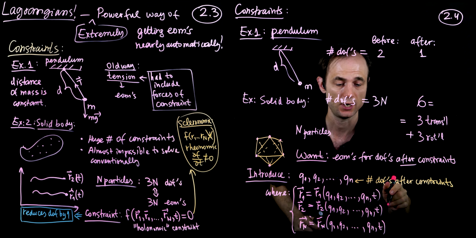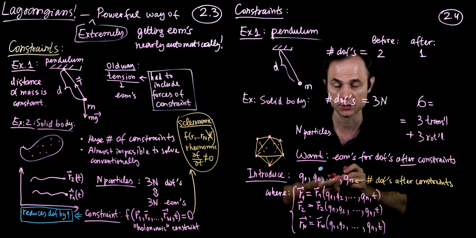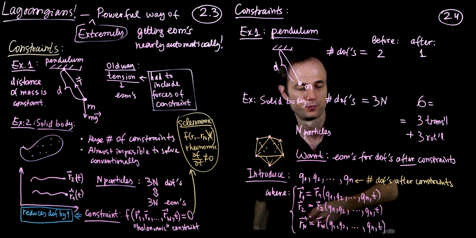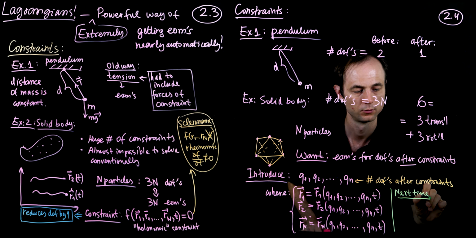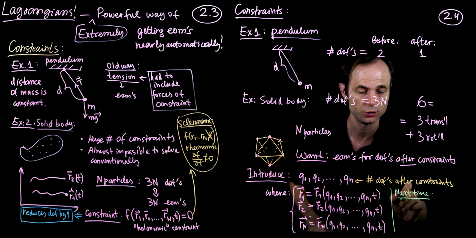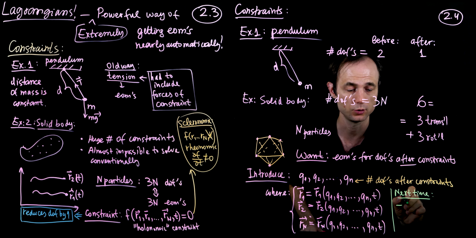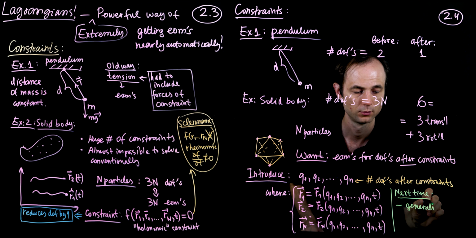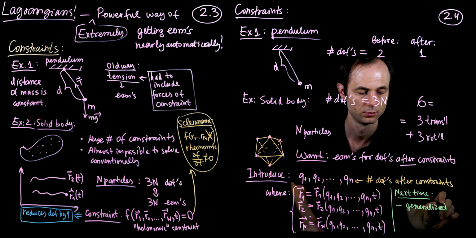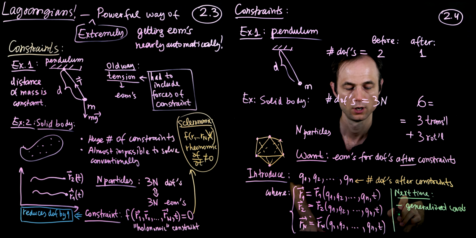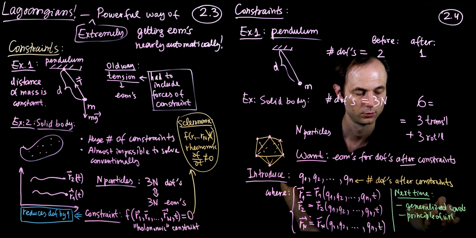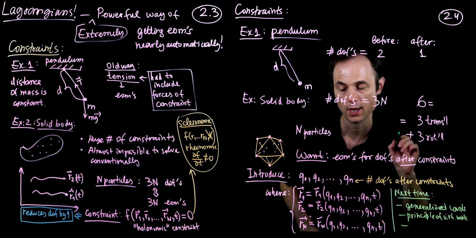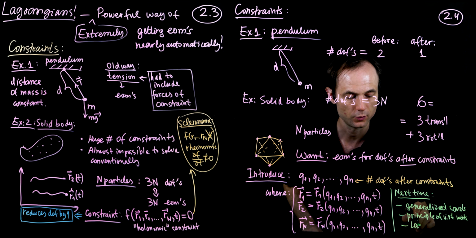So this is where we're going to leave it today. All I wanted to tell you now is what we're going to be doing next time. Next time, we're going to see how to use the generalized coordinates. We're going to introduce the principle of virtual work. And finally, we're going to derive Lagrange's equations.